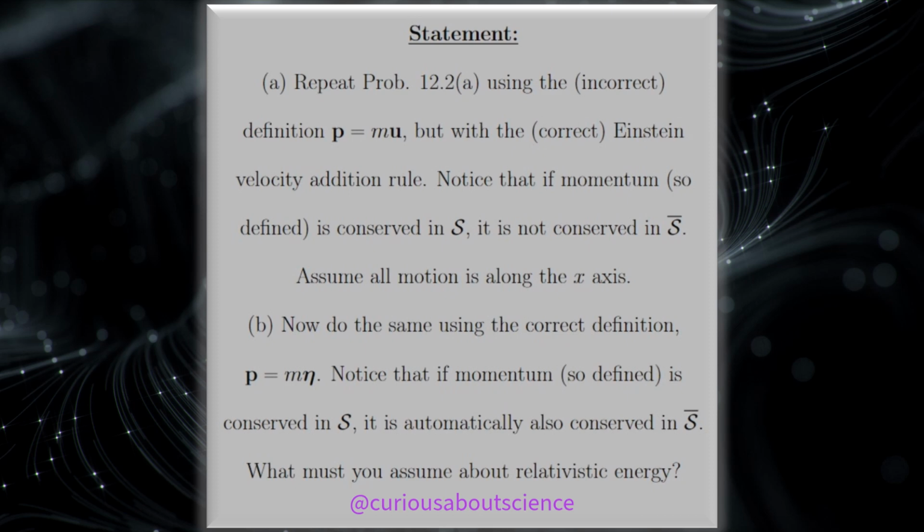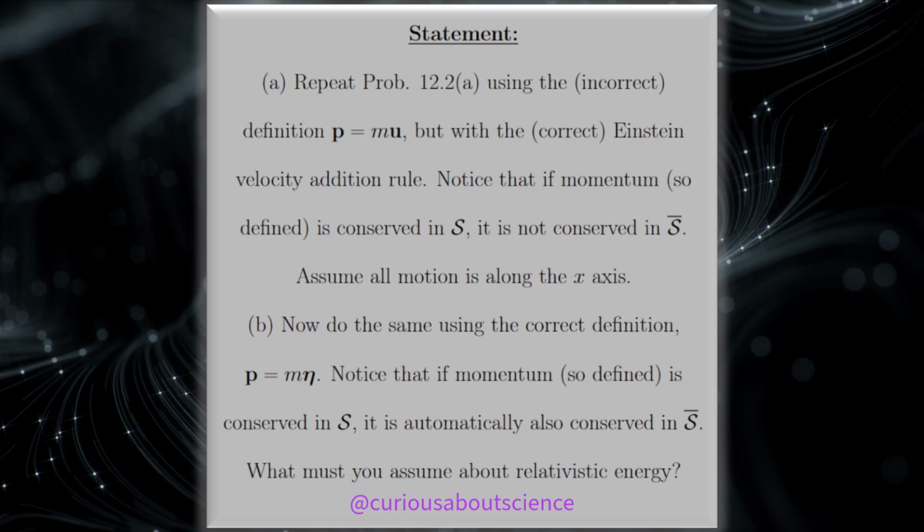we have momentum is equal to mu, u being the ordinary velocity, but with the correct Einstein velocity addition rule. Notice that if momentum, so defined, is conserved in S, it is not conserved in S bar. Assume all motion is along the x-axis.